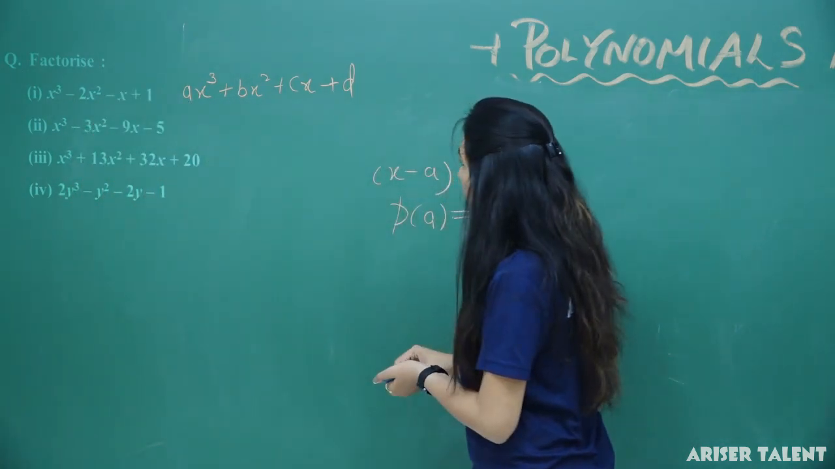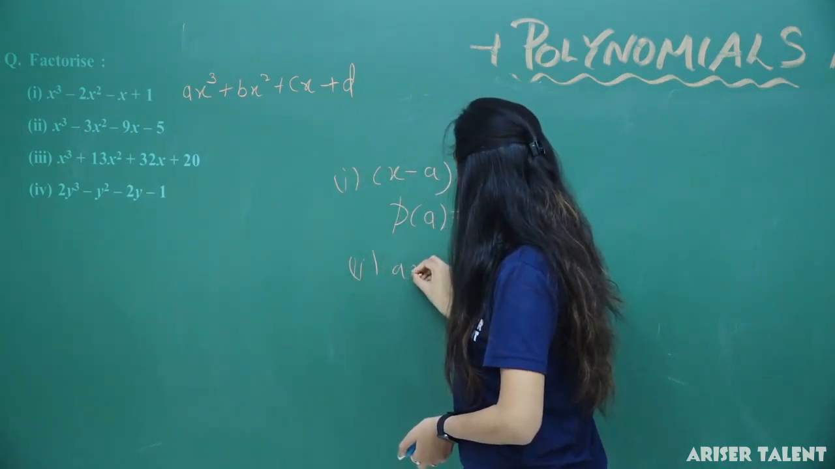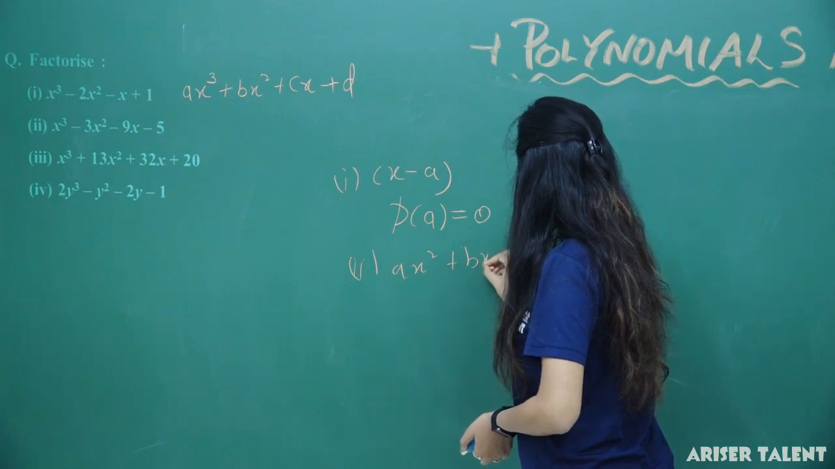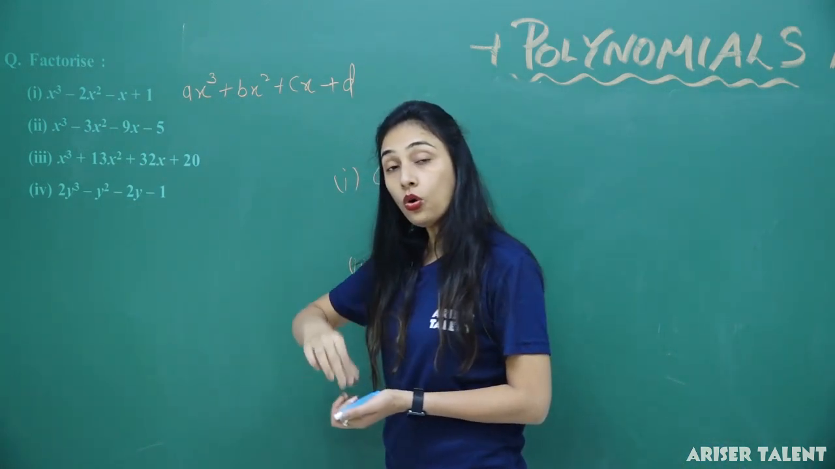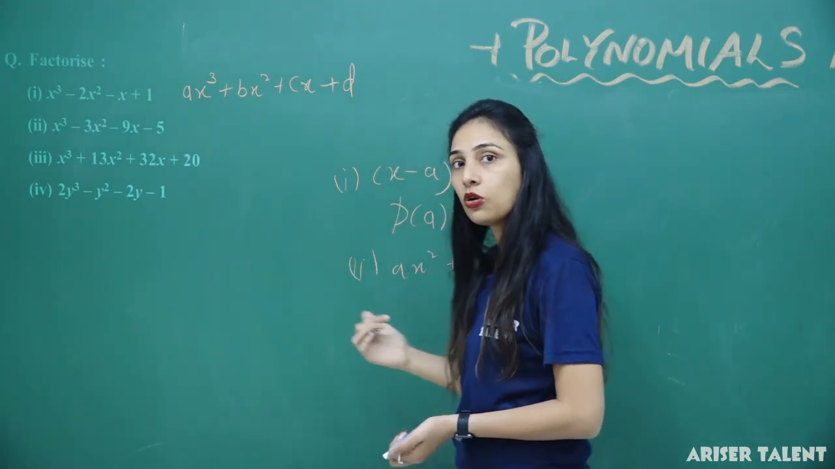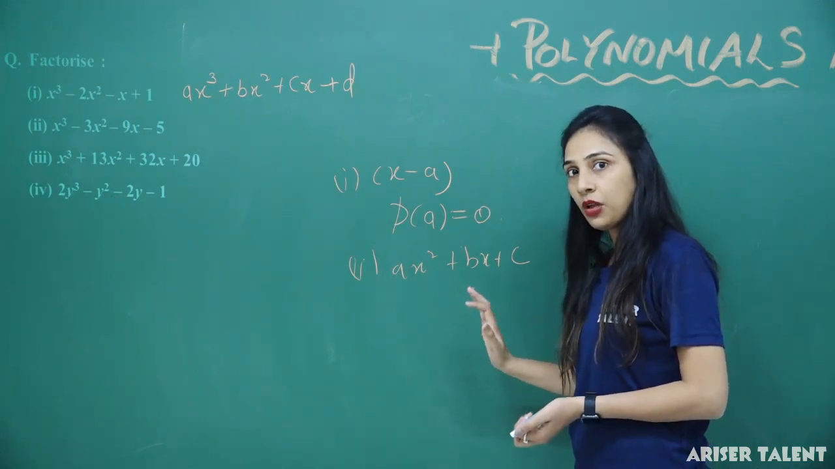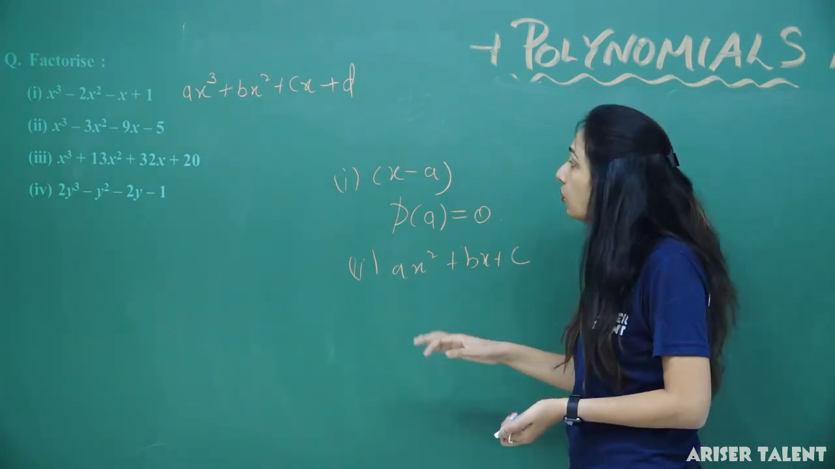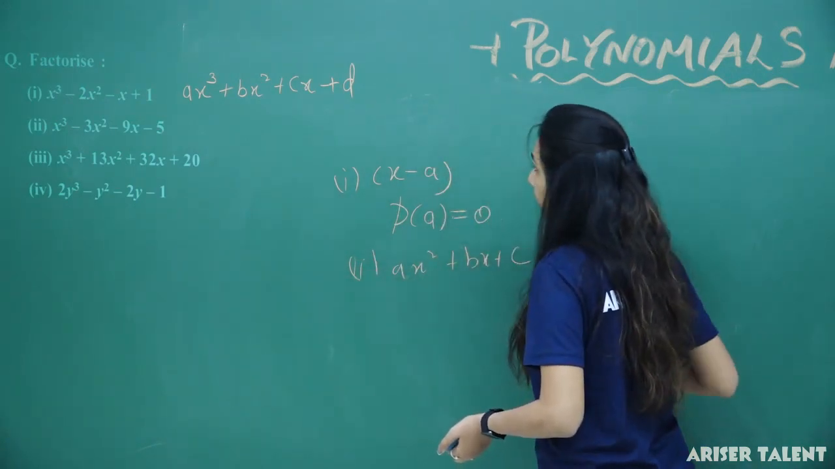We will apply first this concept, and then we will apply this ax square plus bx plus c concept of ours that we have used in the previous questions. In all four parts of the previous question we have used this concept. So we are very familiar with this, okay, we have become now very familiar with this. Now what we have to do, we have to add one more step to that, okay.